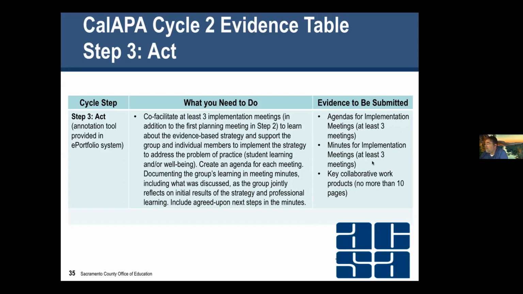You have to have your minutes and your collaborative work products. That's the other piece we didn't talk about yet. If there are any work products, you're going to have to show them. It could be data from your group, like beginning and ending data, or a writing sample, or a report on suspensions being less or office referrals being down. They'll give you specific examples of what those work products look like. And again, no more than 10 pages. It has to be a sample.